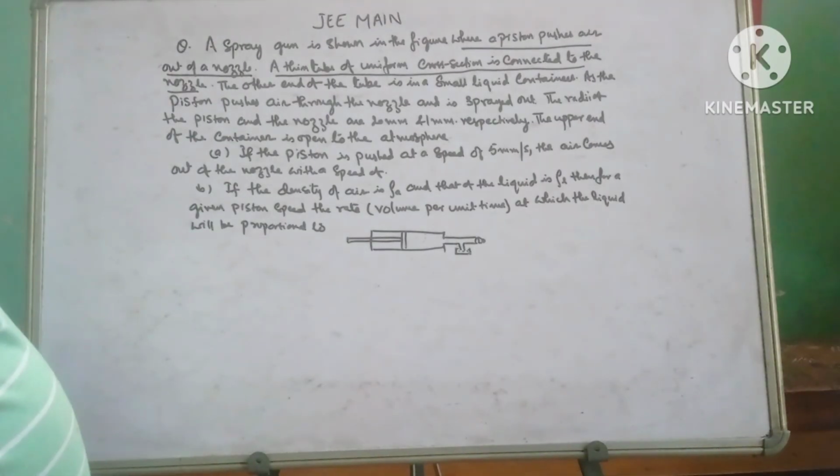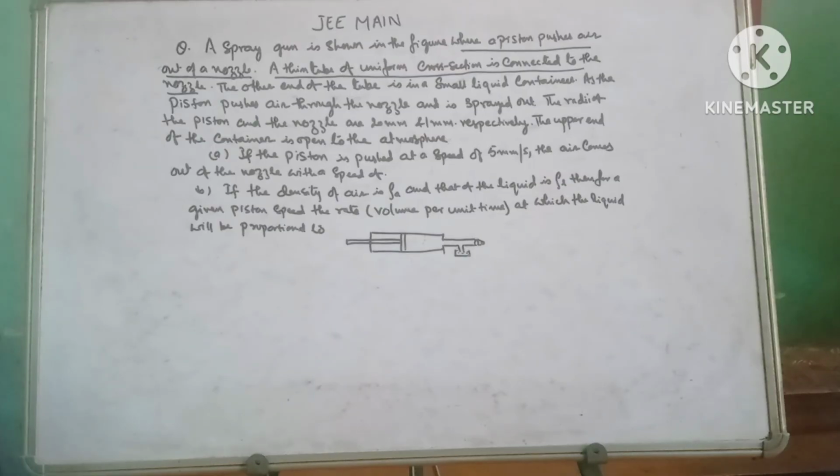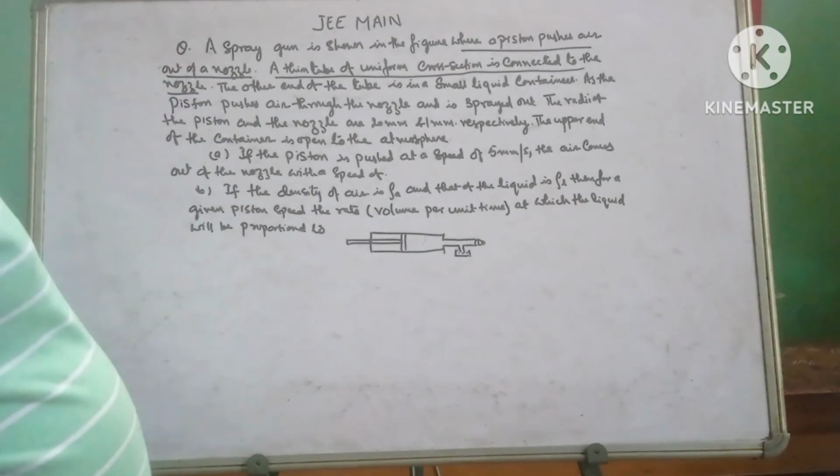Now, if the piston is pushed at a speed, the air comes out of the nozzle with a speed. We have to find out, if the density of the air is rho A and that of the liquid is rho L, then for a given piston speed, the rate, that is volume per unit time, at which the liquid will be sprayed is proportional to. So here again, see what theories come behind it.